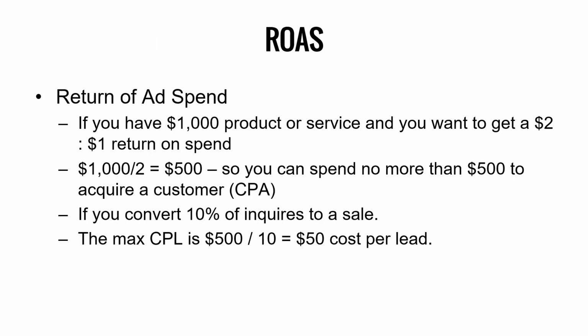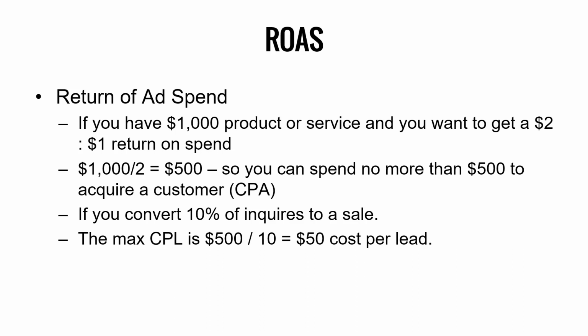So let's assume your client has a $1,000 product to sell. Let's say you are selling done-for-you SEO services. If you have a $1,000 service and you want to get a 2-to-1 return on spend, that means you could spend no more than $500 to acquire a customer. So that means $1,000 divided by 2. If you want to get 2-to-1, it's $500.